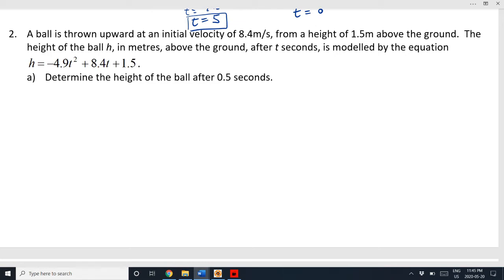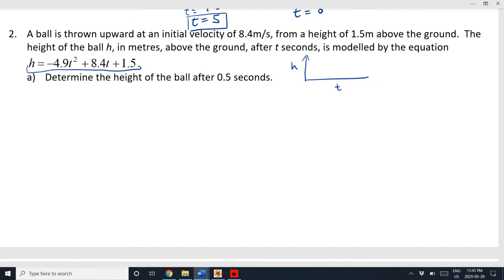Before we begin, let's just look at this equation. What do we know from this? Here it's in standard form, so there's not a lot of information given. We don't know the vertex or anything like that. But again, like our previous question, the y value is going to be represented by h. So that's our vertical axis, and t, again, is our horizontal axis.